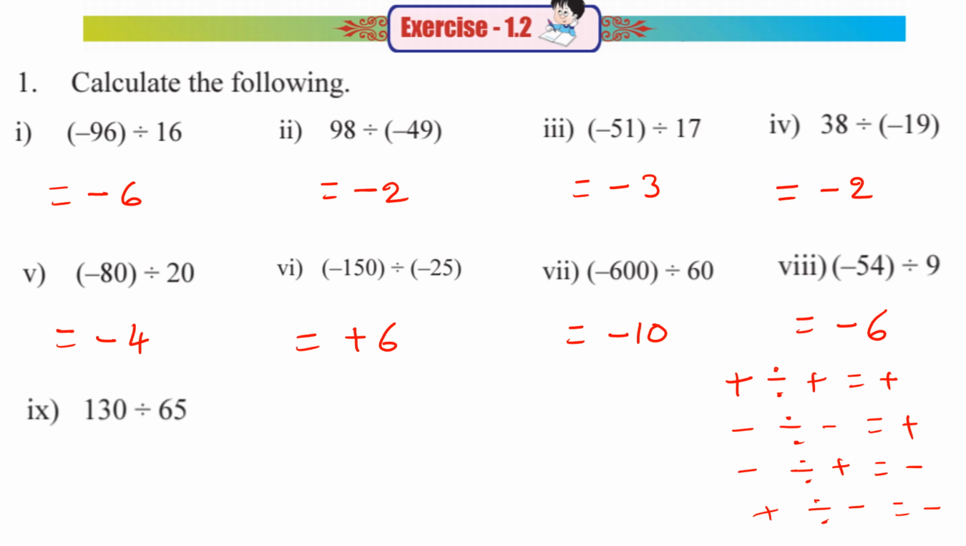Now here, 130 divided by 65, plus divided by plus should be plus. 65 2s are 130, right? So that is plus 2. Then minus divided by minus is plus, 315 divided by 315 is 1. That is plus 1. Like that, we should do these answers.